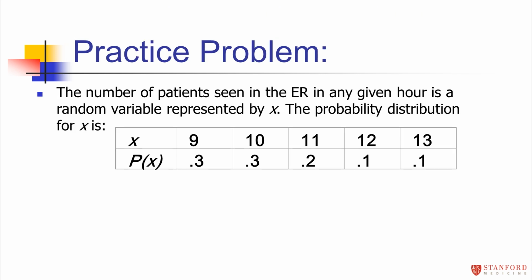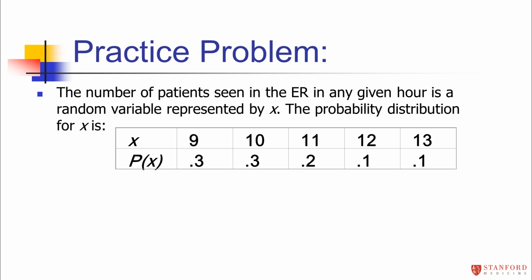Let's see how we can actually use these probability functions. So here's a little practice problem. Suppose that in a particular hospital, in the emergency room of that hospital, the number of patients seen in any given hour is represented here by X. And X can vary. In 1 hour it might be 9 patients, in another hour it might be 10 patients. And let's suppose that somebody has observed this emergency room for a while and they've figured out the probability distribution for X. And this is obviously an artificial example, because we're saying that there's always between 9 and 13 patients coming into this emergency room. I'm making it a simplified example.